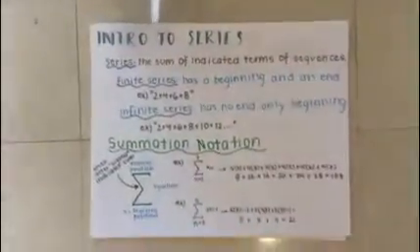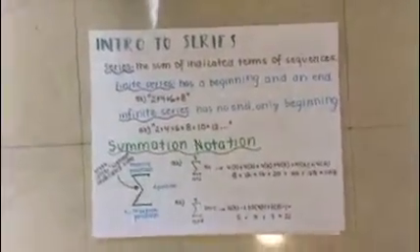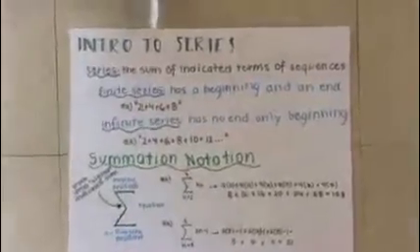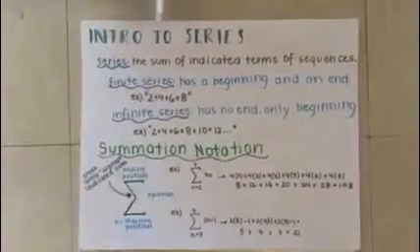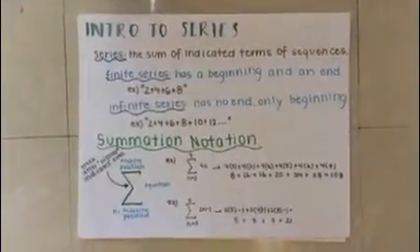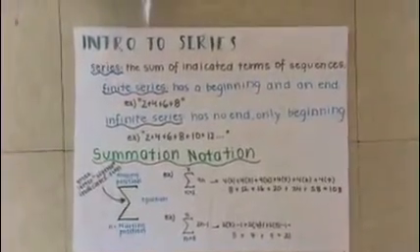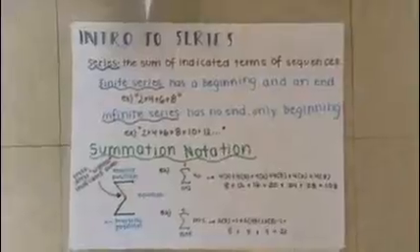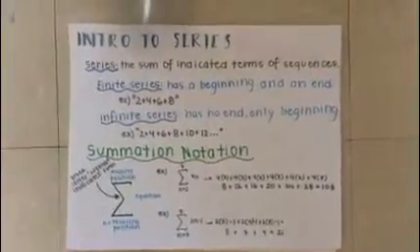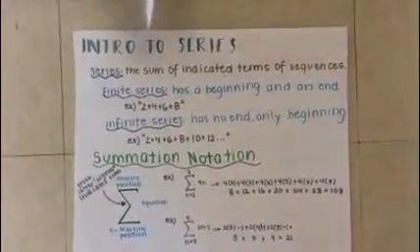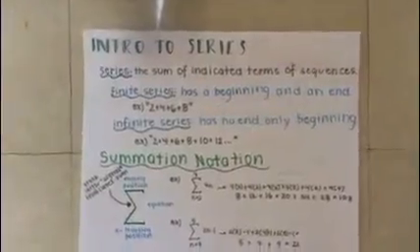Intro to series. A series is the sum of indicated terms of sequences. A finite series has a beginning and an end, for example, 2 plus 4 plus 6 plus 8. An infinite series has no end and only a beginning, for example, 2 plus 4 plus 6 plus 8 plus 10 plus 12, etc.